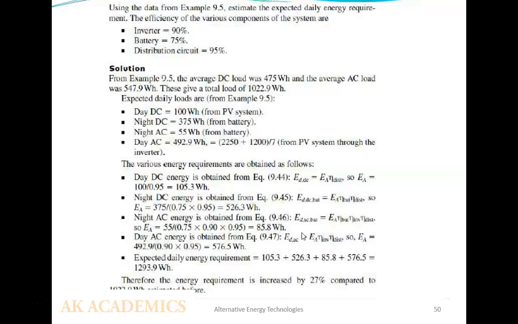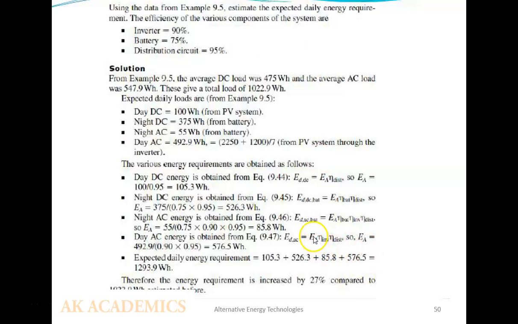Since it is AC, we're going to use the efficiency of the inverter. Since it is used in the night when the sun is not shining, we're also going to use the efficiency of the battery, because first of all, we are going to get the DC energy from the battery before the inverter converts it to AC. And then when all the conversion is done, it goes to the distribution panel, so we're going to use the efficiency of the distribution circuit too.